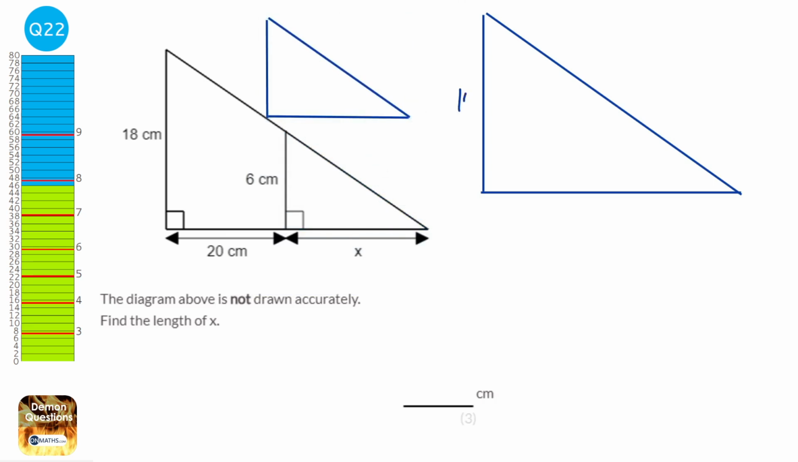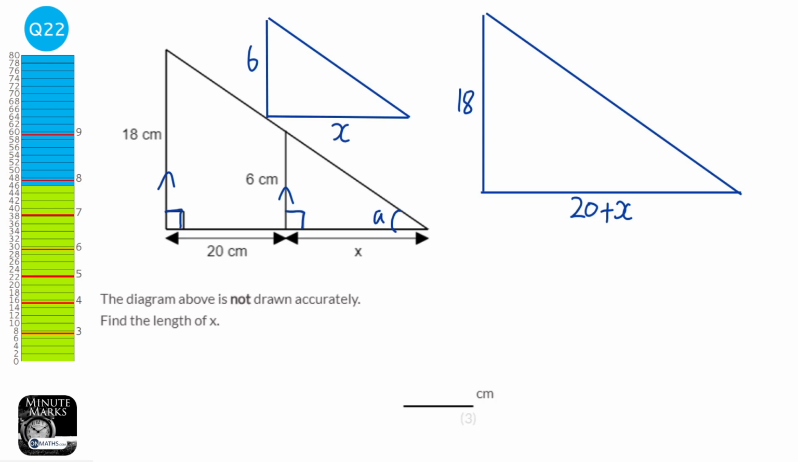And we can label the sides of them as 18. Now this long length would be 20 plus x, 20 centimeters plus x. Then we've got 6 here and we've got x here. Now the 2 triangles are similar because the sides here, we know they are parallel because they are right angles, and they share an angle here, which we can label as A. And so they are definitely similar, which means that one is an enlargement of the other.